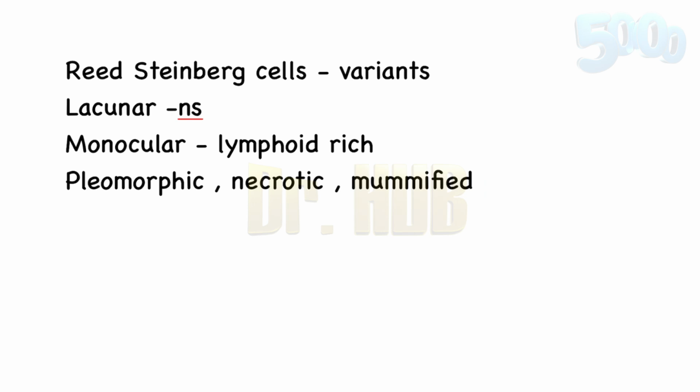The mummified variant, that is the lymphocyte depleted. The mononuclear, it includes the lymphoid rich. The pleomorphic is the lymphoid depleted. Next is the LNH, the lymphohistiocytic, the popcorn variant. So this is nothing but the lymphocyte predominant.